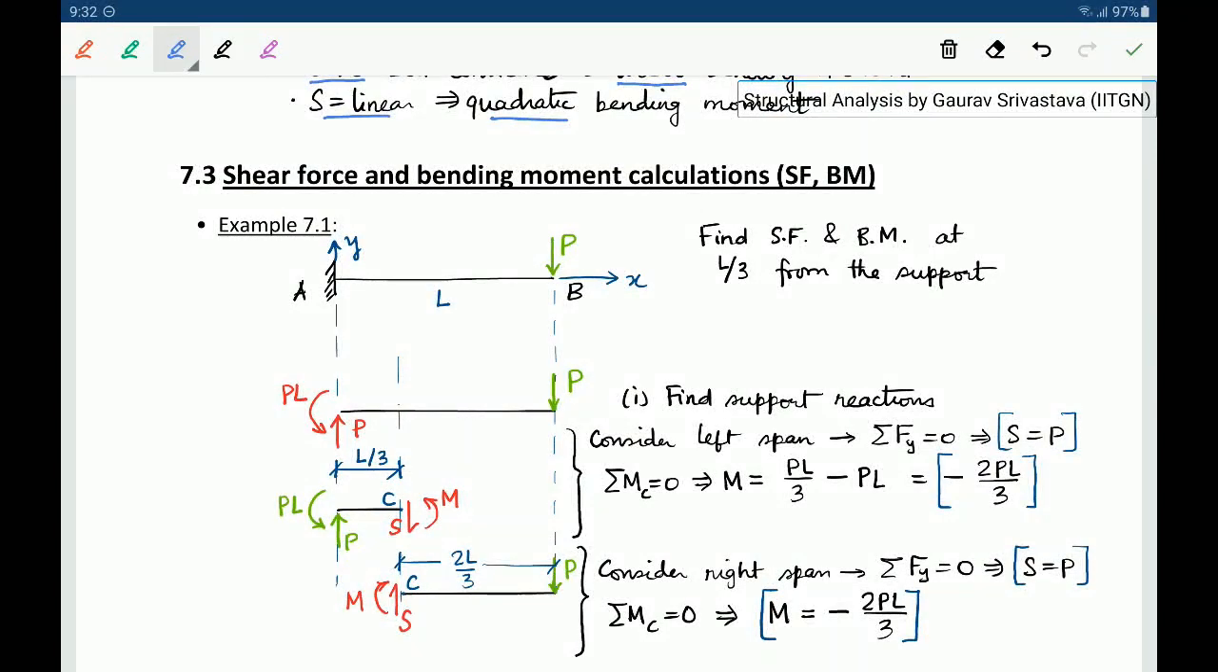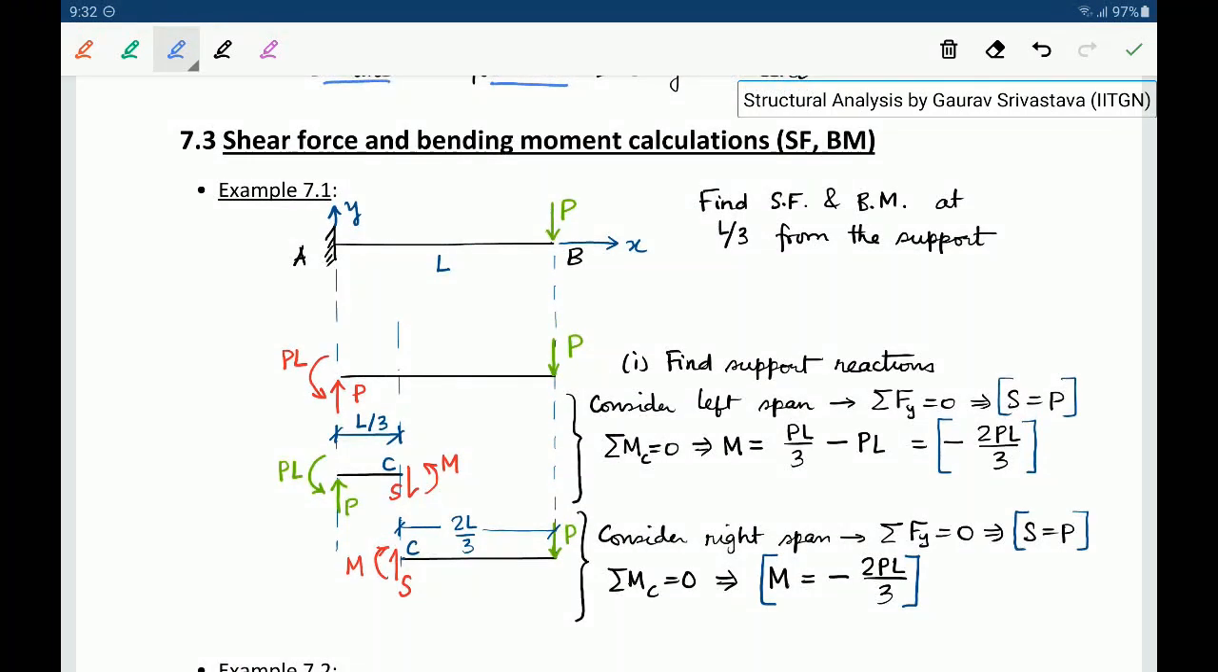Let us now look at a few examples for calculation of bending moment and shear force for a certain type of system. So in this we look at a cantilevered beam. The span is L and there is a tip force P, and the coordinate system being shown is like this, X and Y. So X to the right and Y upwards. Now let's say we have to find the bending moment and shear force at L by 3 from the support. So let's say at some point here, right?